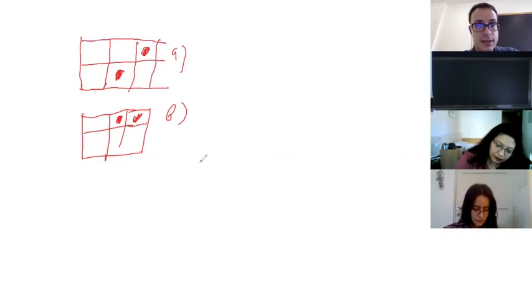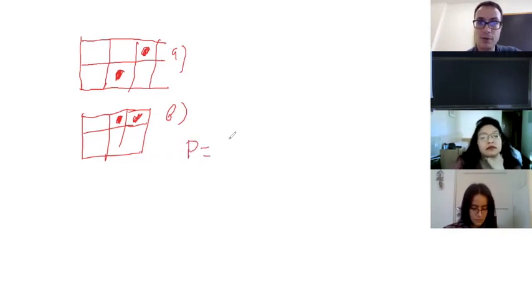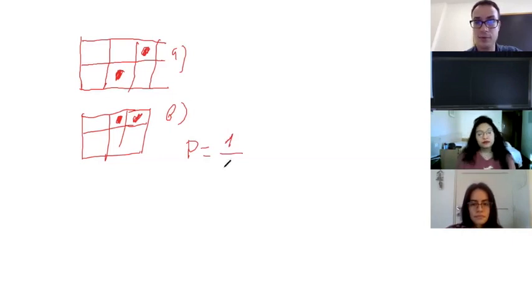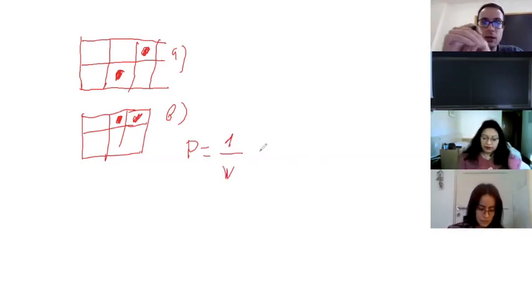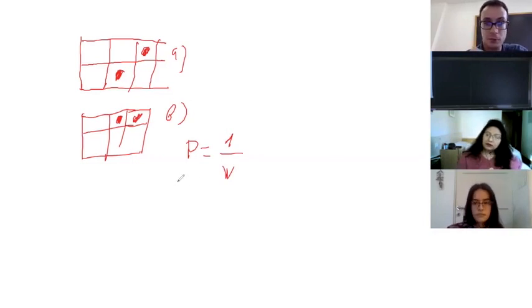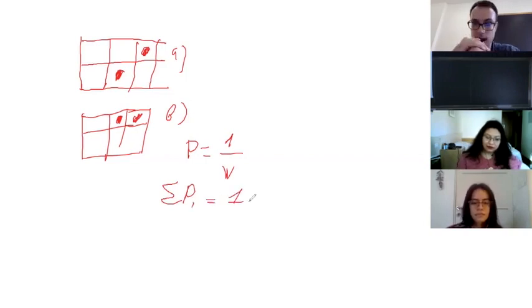So now the probability is just, since they're all equal, 1 over the total number of configurations. Let me call it W. So that probability summed is one. It's normalized.